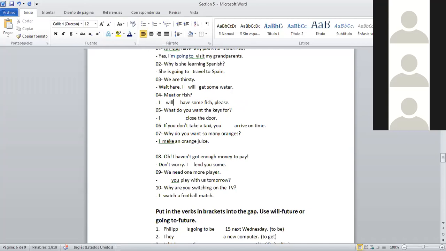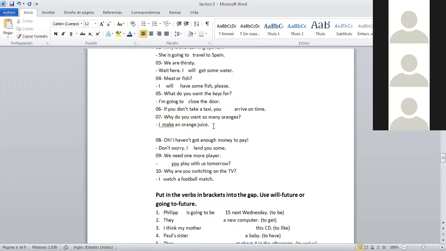Okay, now, what do you want the keys for? I will close the door. Nope. I'm going to close the door. That's what I want the keys for. It's a plan. Are we clear? So, what do you want the keys for? In my mind, I have already made a plan. I have already prepared what I'm going to do. And that is close the door.